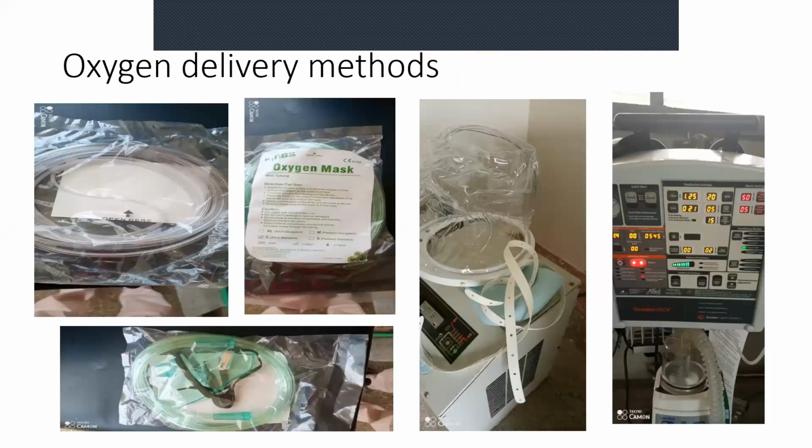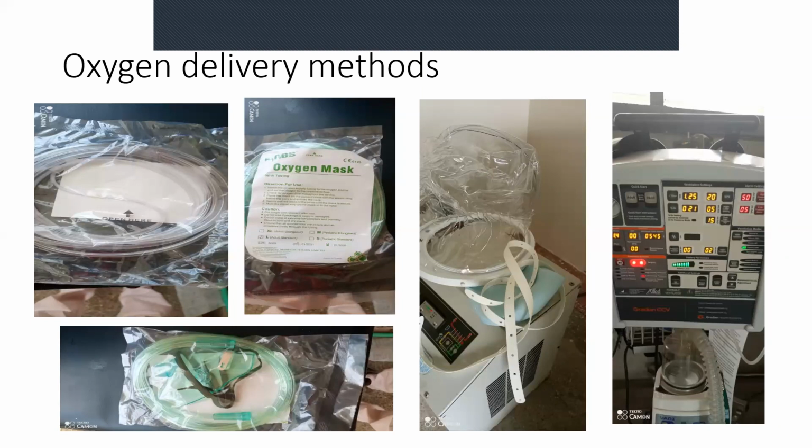For the oxygen delivery methods, in the first picture we have nasal prongs, which we use for 0 to 4 liters. In the second picture, we have the oxygen mask, which we use for 5 to 10 liters. Non-rebreather masks at the bottom, which we use for 10 to 15 liters. For more than 15 liters, we prefer using the helmet non-invasive ventilation.